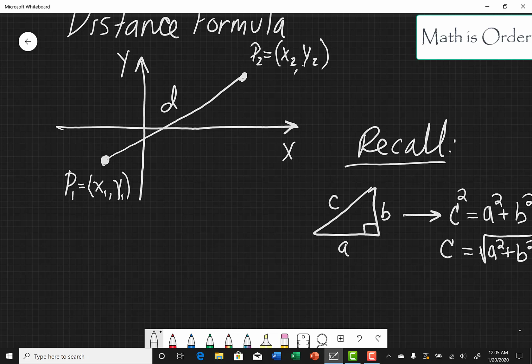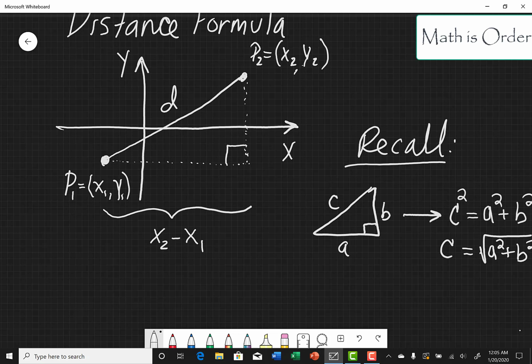we can form a right triangle using the points P1 and P2. If we extend a horizontal line here from P1 and a vertical line, this box indicates a right triangle. All right, now this side length right here of this right triangle is the horizontal distance between point P1 and P2, and it's given by the difference x2 minus x1.